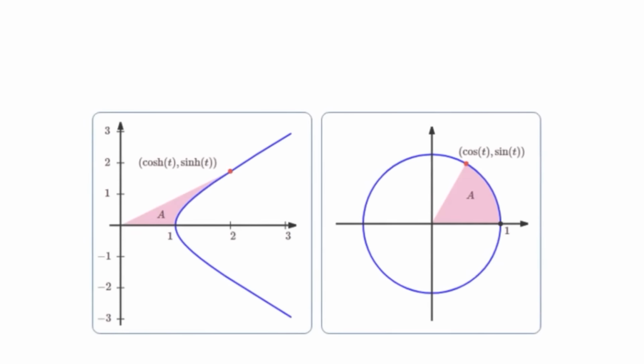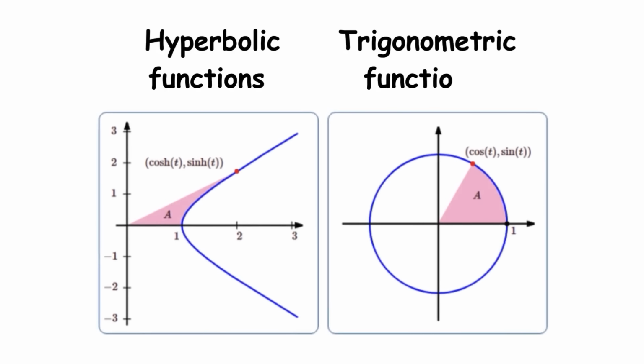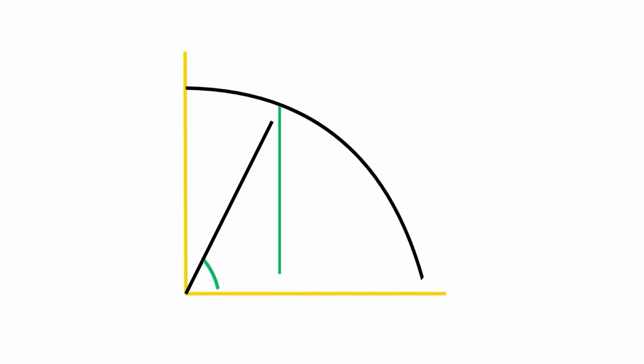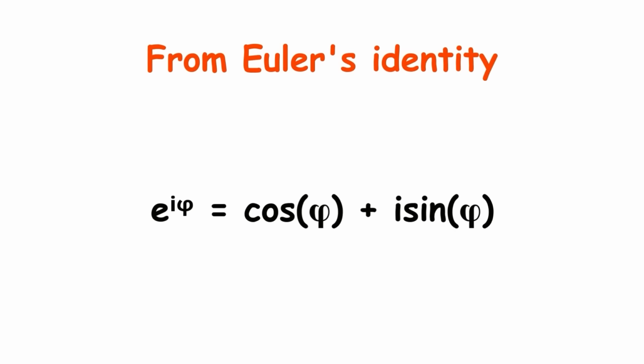Finally, to illustrate the relationships between hyperbolic and trigonometric functions, it is necessary to analyze complex trigonometric functions. These functions involve a combination of trigonometry and complex numbers. In the context of complex variables, sine and cosine are defined as follows. From Euler's identity, e to the power of i phi equals cosine of phi plus i sine of phi.